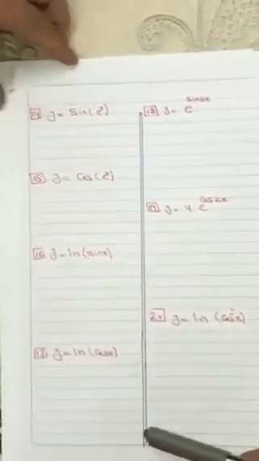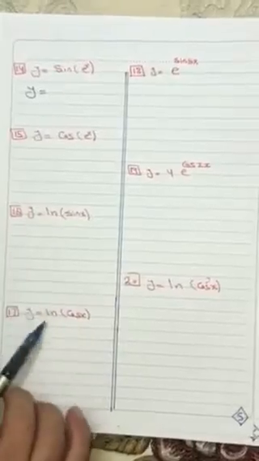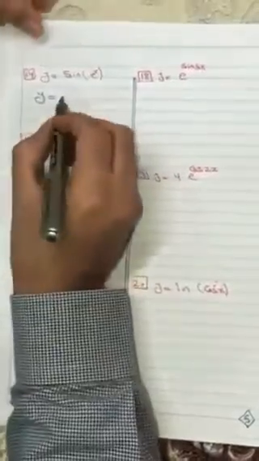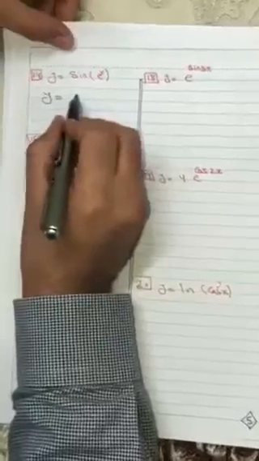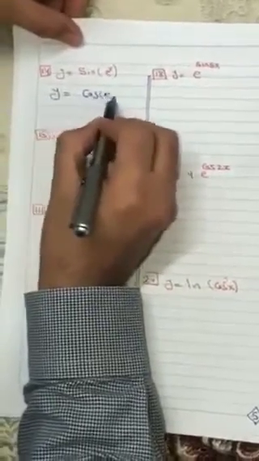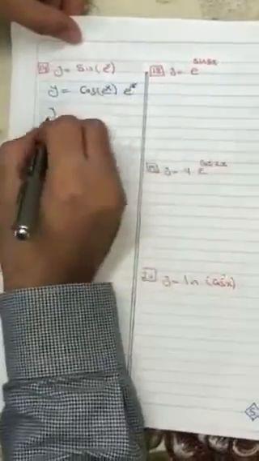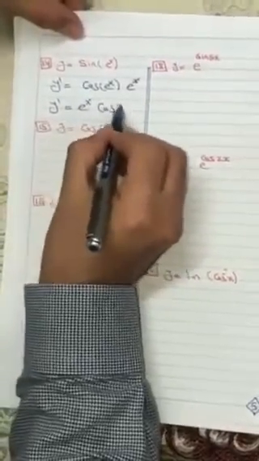Now let's move to another kind of exercise. y equals sine e^x. So now we have questions including e^x and ln x also. Let's learn how to do it. Sine e^x. As we said, derivative of sine is the derivative of the angle. Derivative of sine is cos e^x, and the derivative of e^x is e^x. So y dash equals e^x cosine e^x. This is the answer.